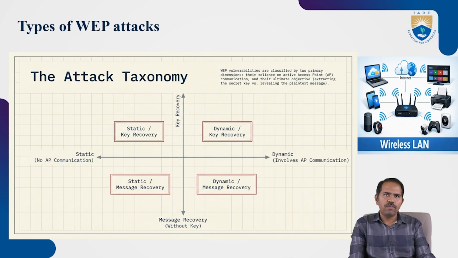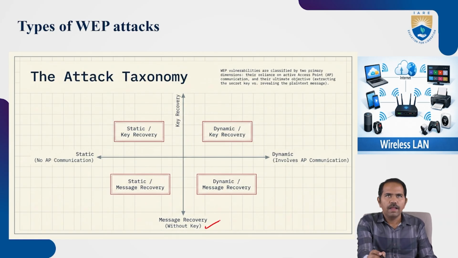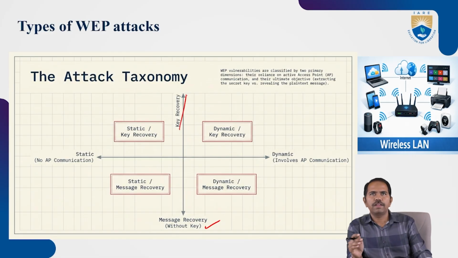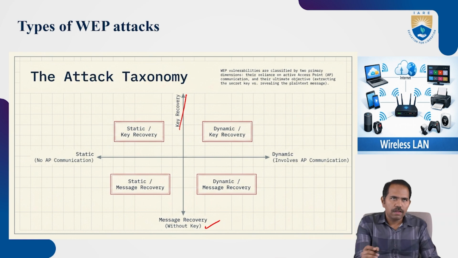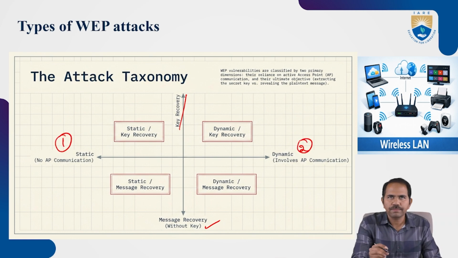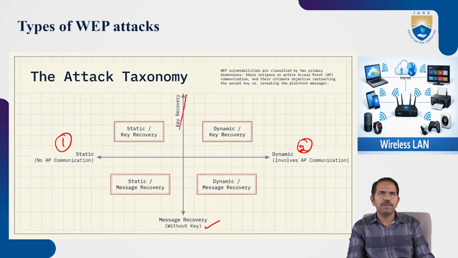This is key recovery, message recovery without a key, and message recovery with the key recovery. Taking the two parameters, static and dynamic: this is the static perspective, and this is the dynamic. In the dynamic, there is no AP communication. Dynamic means involving access point communication.